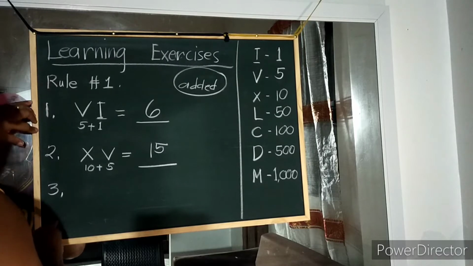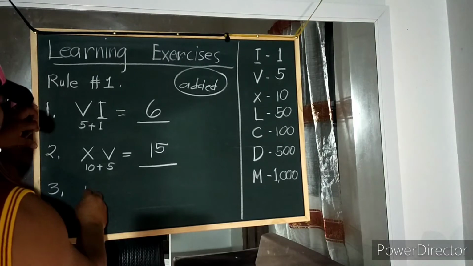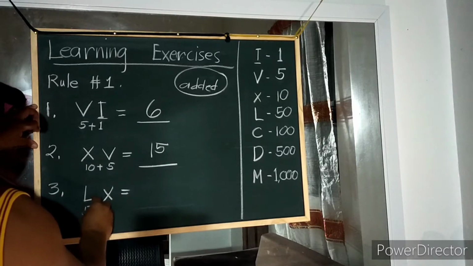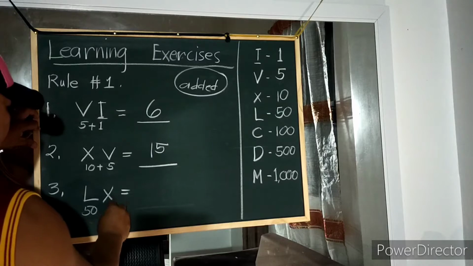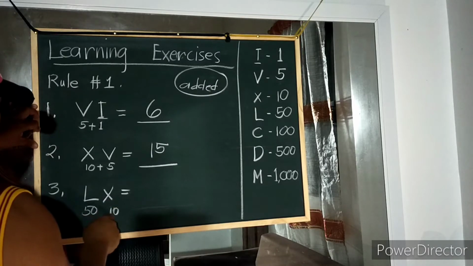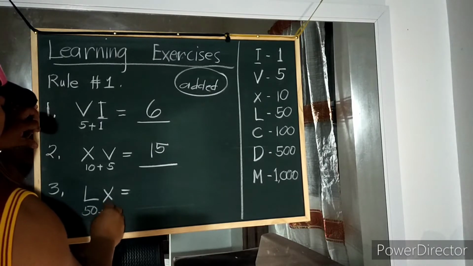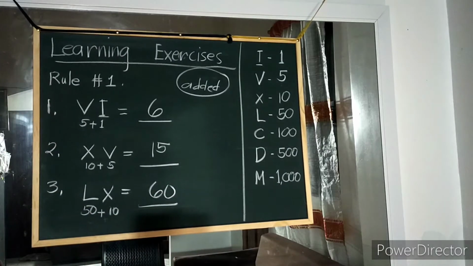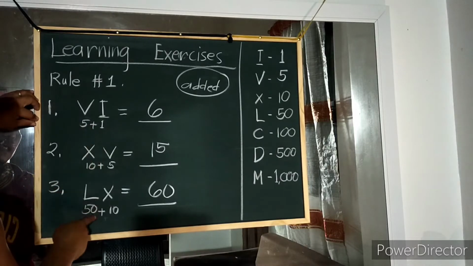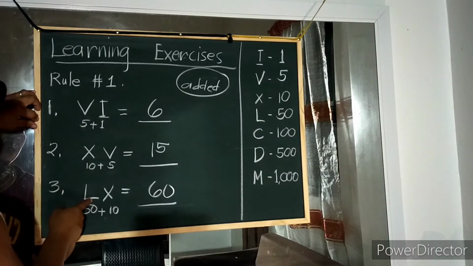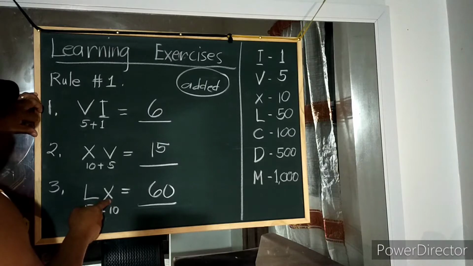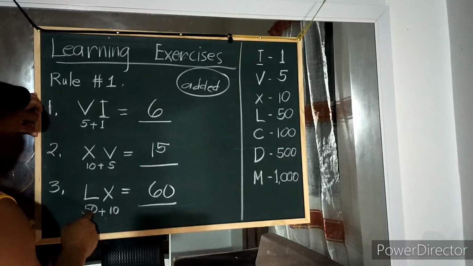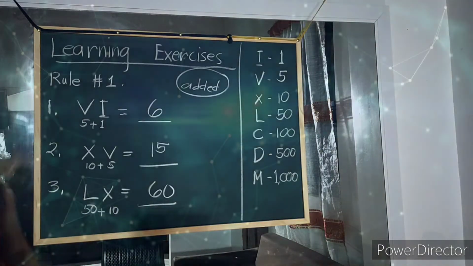Another example for rule number 1. You have L, X. L is 50. X is 10. So, 50 plus 10, that is 60. Remember, again, if a higher value comes before a lower value, it is added. All you're going to do is add. So 50 plus 10, 60.